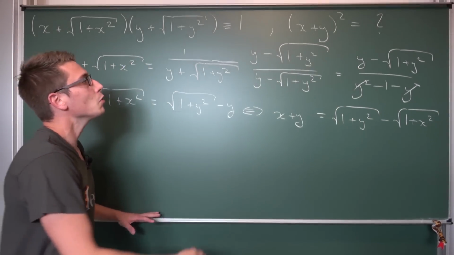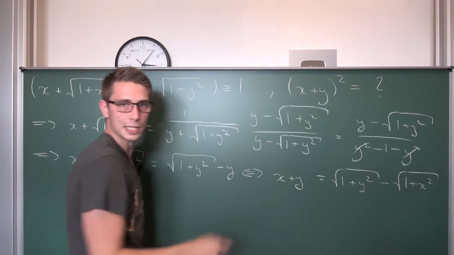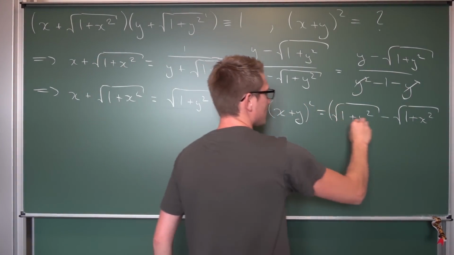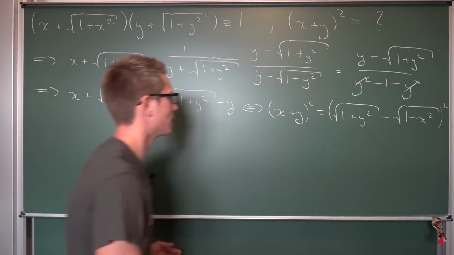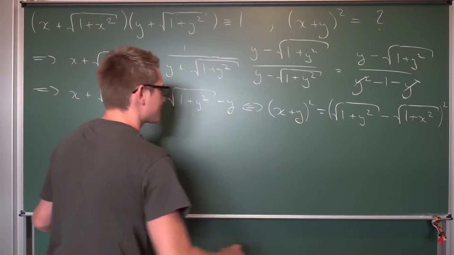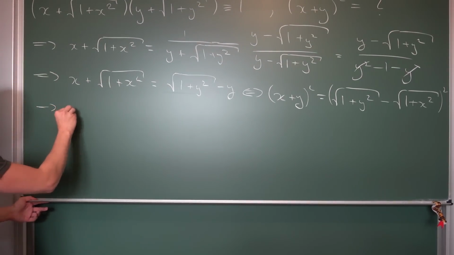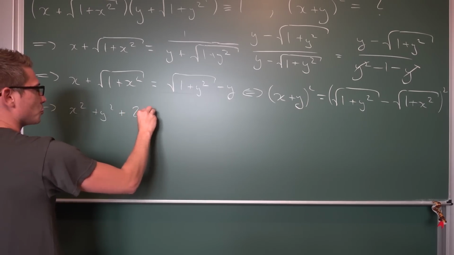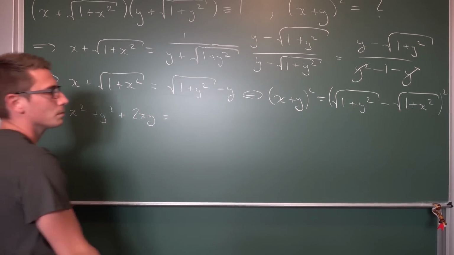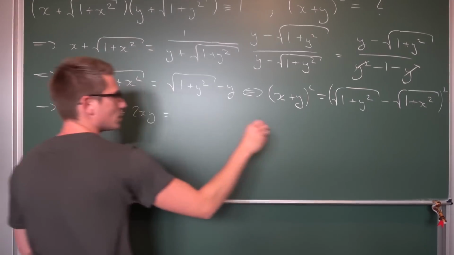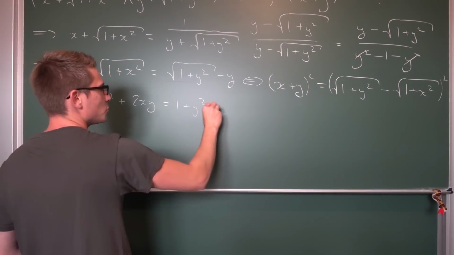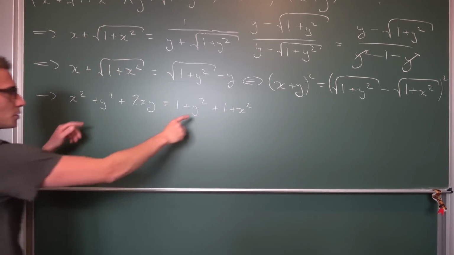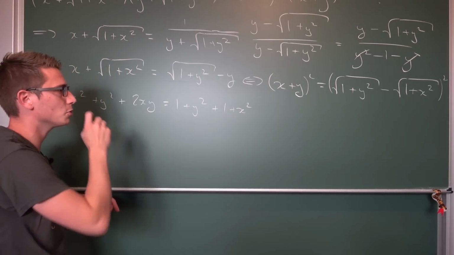And like I said just now, we are looking for (x+y)², what this is going to evaluate to. So let us square both sides and see what we actually get. On the left-hand side, this is just the binomial theorem, leaving us with x² + y² + 2xy being equal to, okay, this squared and this squared give us 1 + y² + 1 + x². This is cool because this and this are going to cancel out overall.